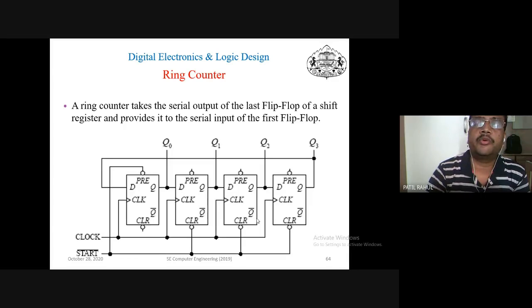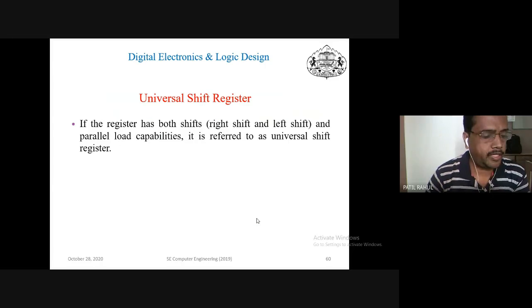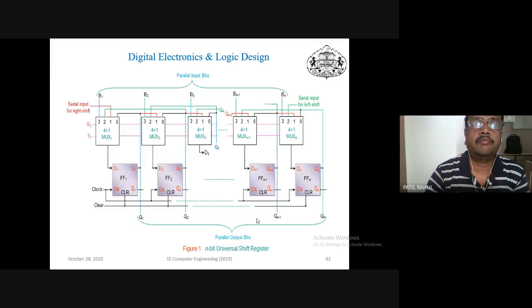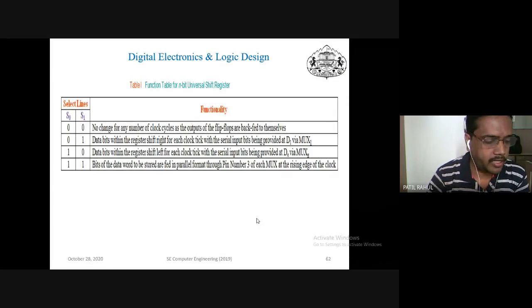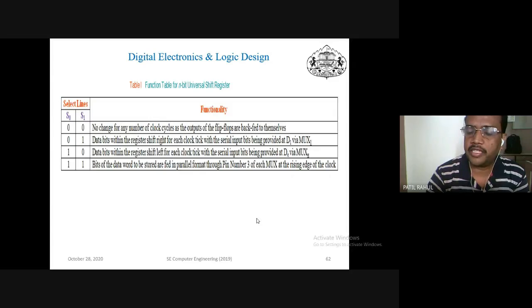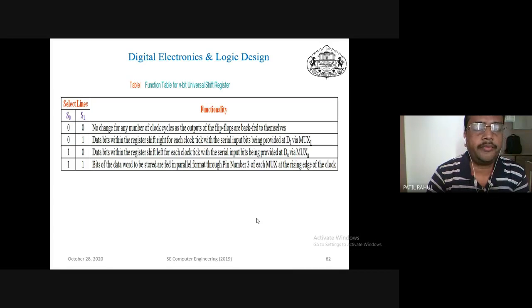Before that, in the previous lecture we studied the universal shift register. In this universal shift register, four operations are performed. The first operation is no change, meaning whatever the previous condition is, the same state is present at the output side. The second operation is the right shift operation. The third operation is the left shift operation, and the last is parallel loading.